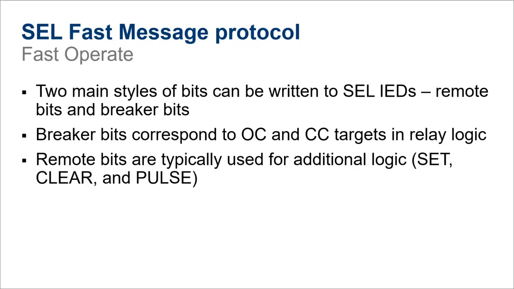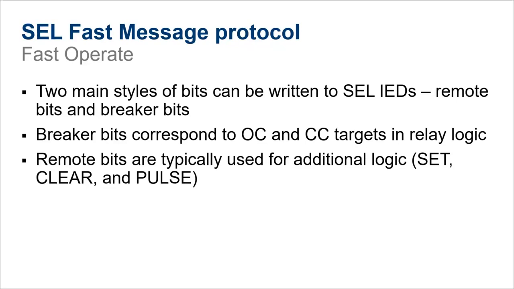In addition to breaker bits, the fast operate protocol allows you to use remote bits, which are typically used for logic. These remote bits, rather than being open and close, use set, clear, or pulse for their logic. If you send a set command, then the bit will be turned on and stay on. Clear is used to undo that latched control, and a pulse will simply turn on and off for a single cycle.